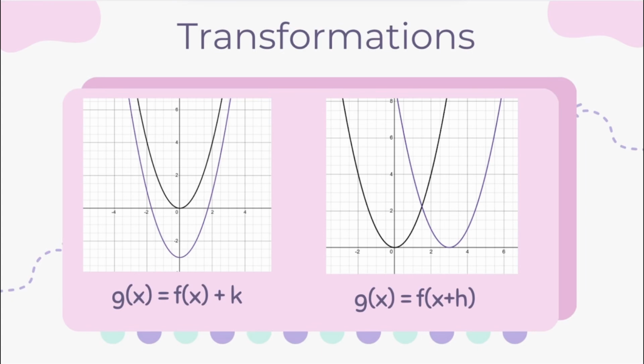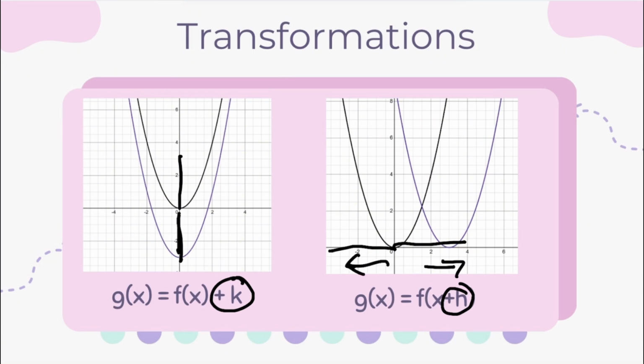In these graphs, the black colored function is the parent function, and the purple one is the transformed one. First, if you add a constant to the outside, it's a vertical translation, so it could go down or up. If k is negative, then it will be shifted down, and if k is positive, then it will be shifted up. This one here is a horizontal translation, and it's when you add a constant on the inside. This one is a bit more weird because if h is negative, it'll actually go to the right side, and if h is positive, it'll go to the left side.